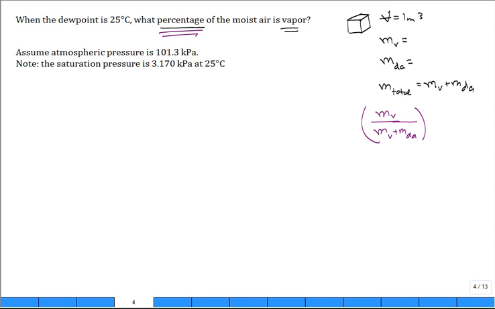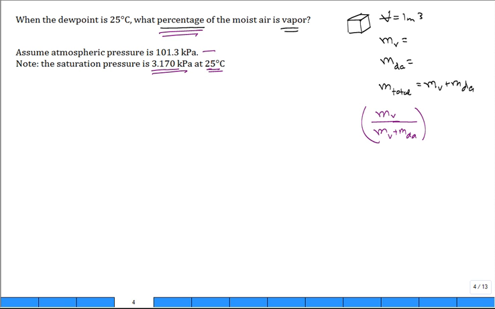Note that we'll assume that the atmospheric pressure is 101.3 kilopascal. So that gives us a total room pressure. And the saturation pressure at 25 degrees C is 3.170 kilopascal. How about if I give you a minute to work with it? Stay with algebraic notation for a minute, and then if you have time, substitute numbers. Make sense? See what we're asking you to solve for? It's a mass fraction. What percent of the moist air is due to vapor?